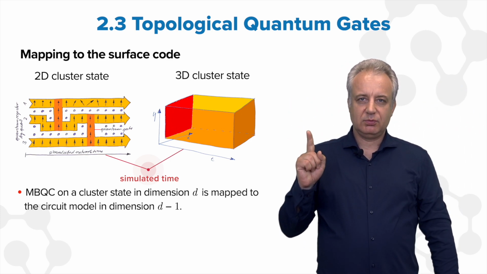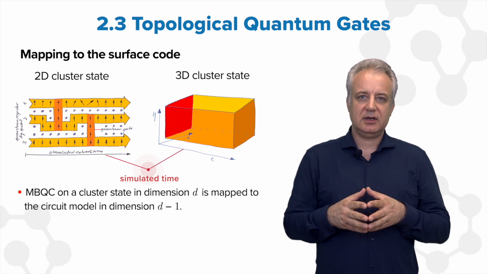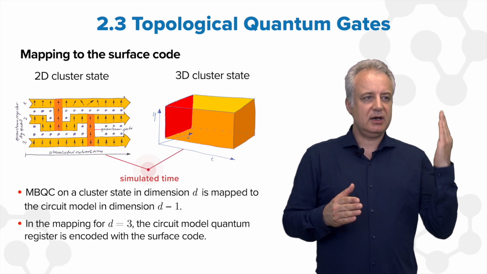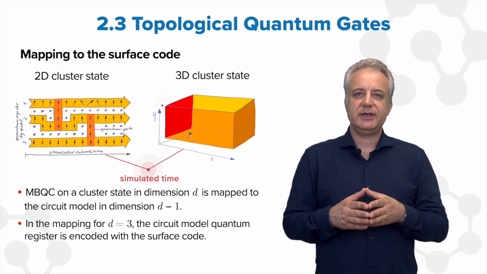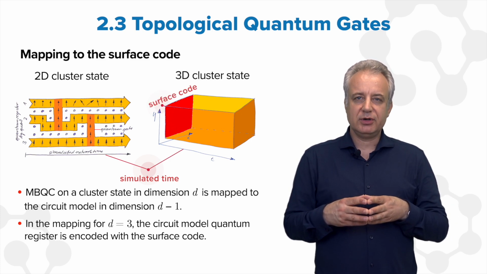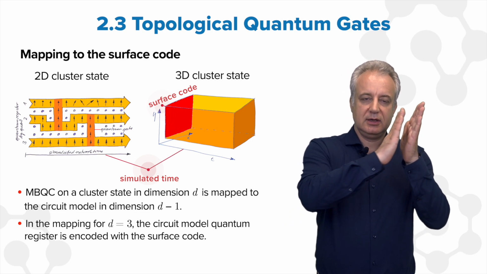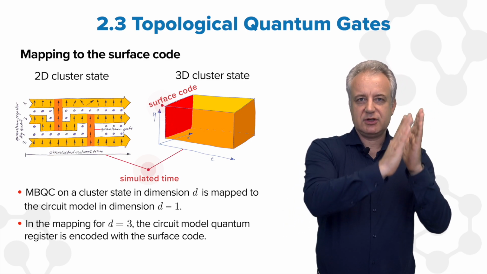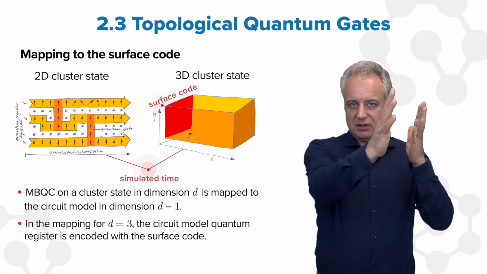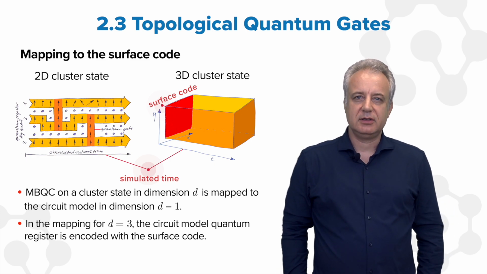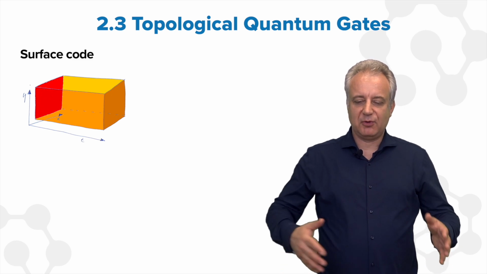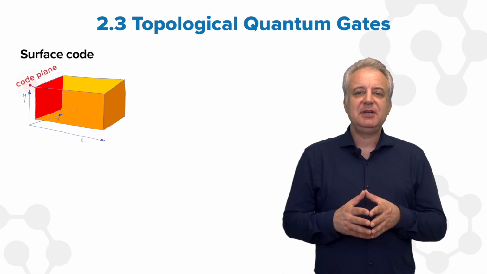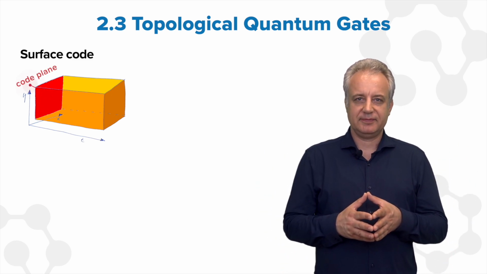But there is one more thing to say here for the 3D cluster states. Not only do we have a 2-dimensional quantum register, this quantum register is also encoded with the surface code. So the 2D quantum register is actually a surface code of a bunch of logical qubits. So you see, for the way we are explaining it here, we need to talk about the surface code.